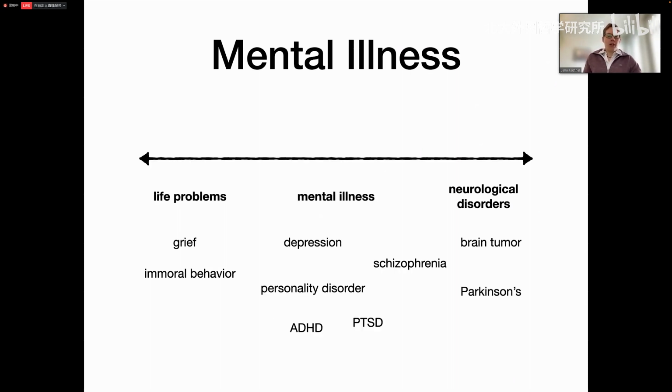And there's the spectrum, really. A lot of the prototypical mental illnesses lie somewhere in between life problems and neurological disorders, such as depression, personality disorders, and schizophrenia, but they also exhibit features that you would find in life problems or neurological disorders. So it's really kind of hard to pin down where exactly to draw the boundaries here. But for current purposes, we can say they are somewhere in the middle of the spectrum.